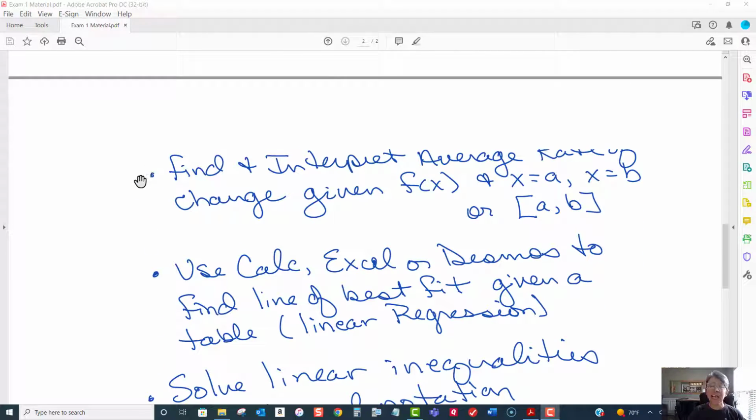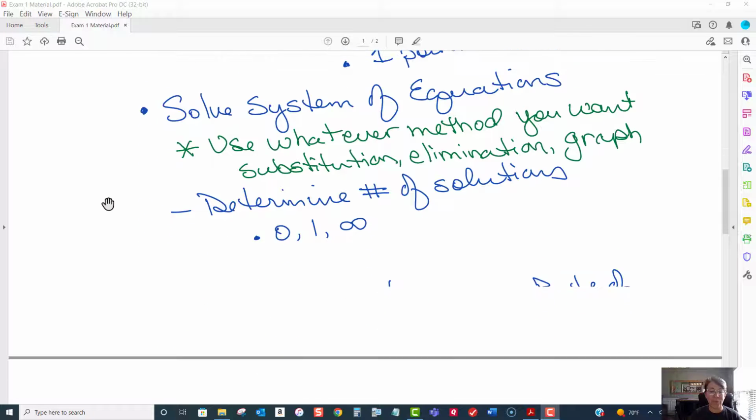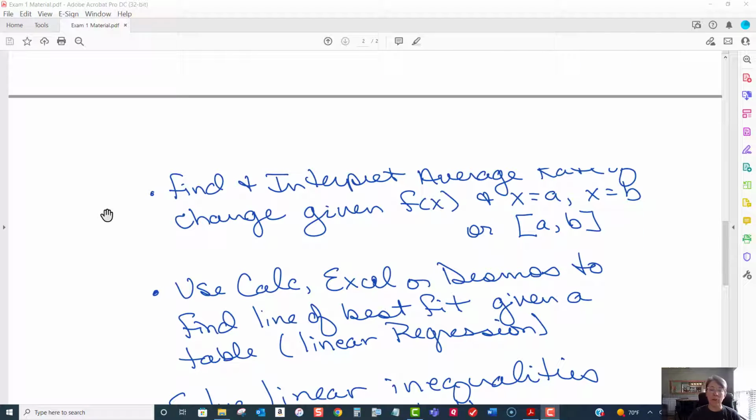This next one here, find and interpret an average rate of change given a function and an interval. In other words, if I give you a function and I say find the average rate of change between x equals -3 and x equals 7. Again, average rate of change is slope, which means you need 2 points. I'm giving you 2 x values. So you first have to plug them in to find their y values, and then, going back up to here, with 2 points, you have to first find your slope. So find the slope and interpret that average rate of change.